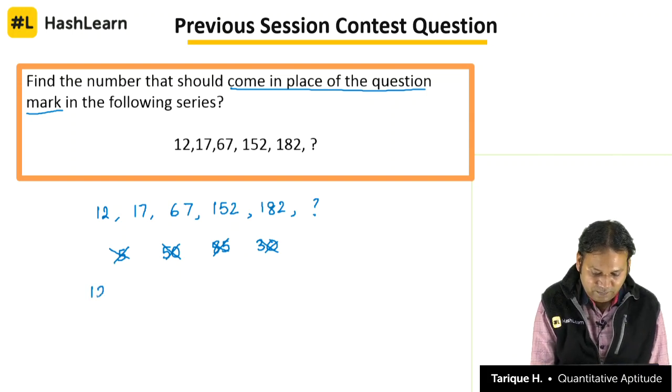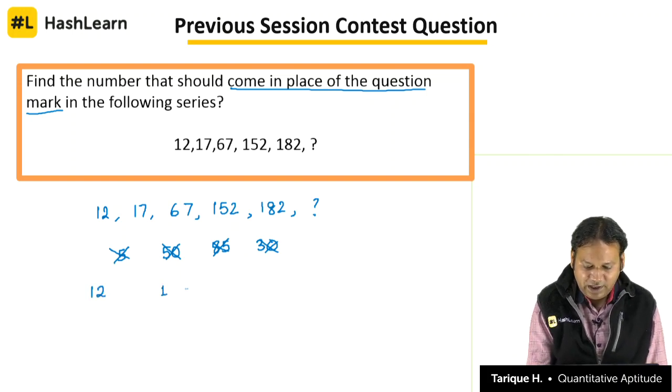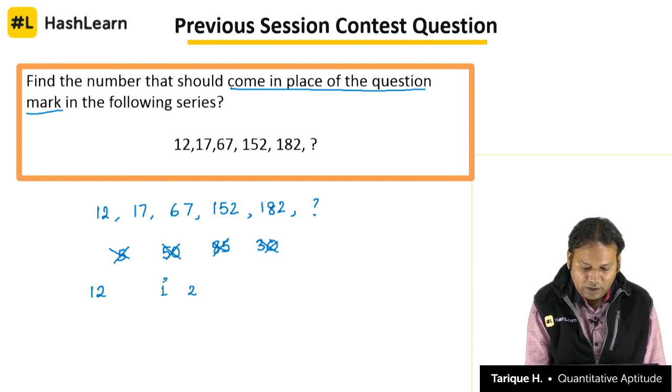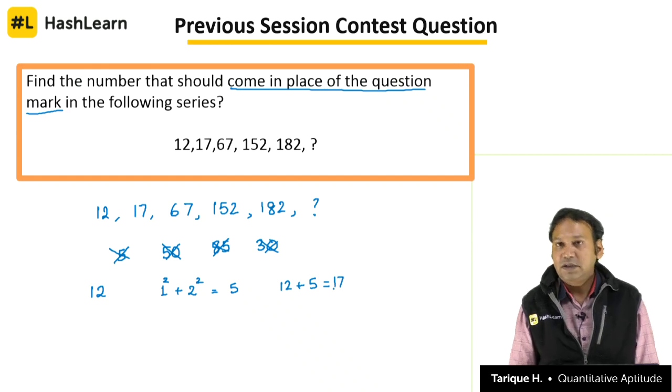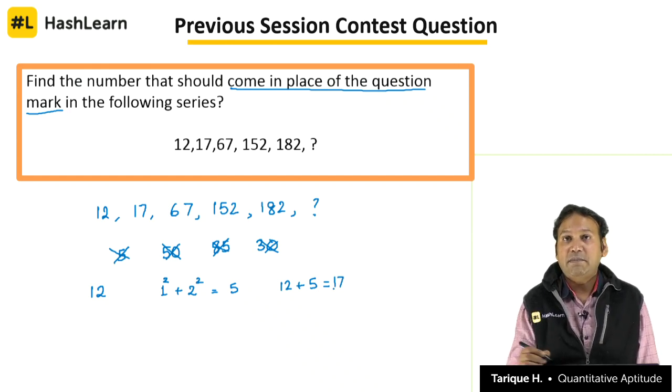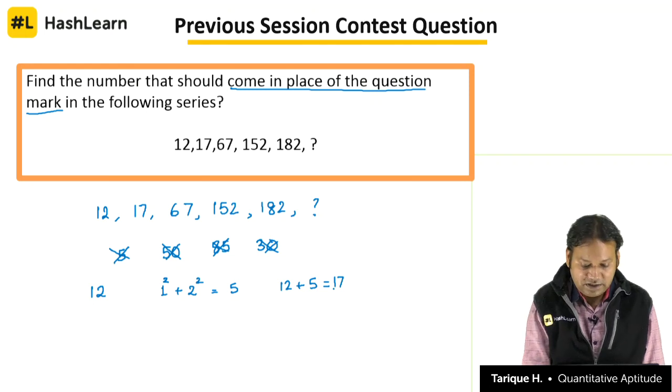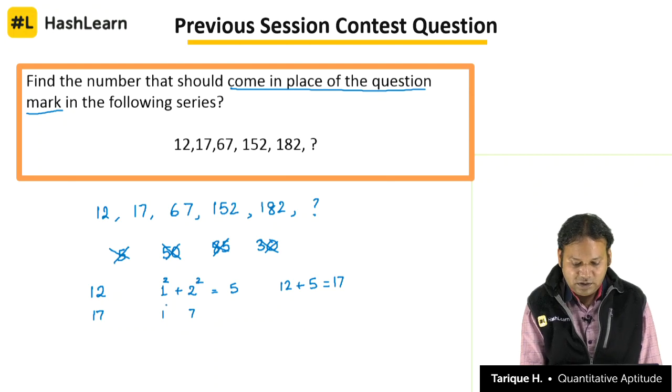You see 12 has 2 digits, 1 and 2. Take 1 square and 2 square and add them. So what do we get? 5. And 12 plus 5 is 17. Right. So what we are doing is adding the sum of the squares of the digits in the number. Let's try with 17. 2 digits are there, 1 and 7. Take 1 square and 7 square. 49 plus 1, that is 50. And 17 plus 50 is equal to 67.